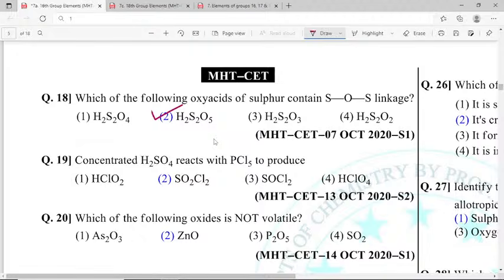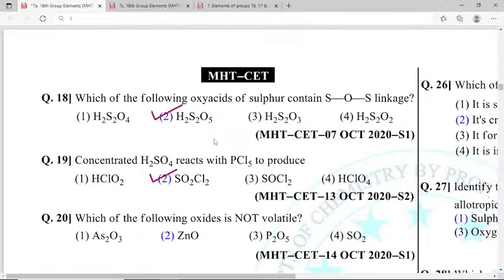Concentrated H2SO4 reacts with PCl5 to give SO2Cl2. SO2Cl2 is called sulfuryl chloride. Concentrated H2SO4 reacts with PCl5 to produce SO2Cl2.